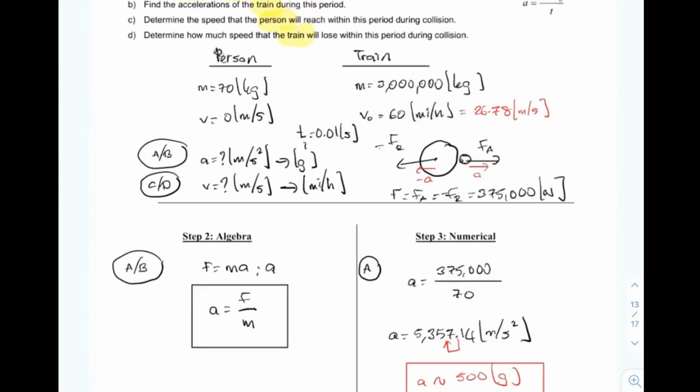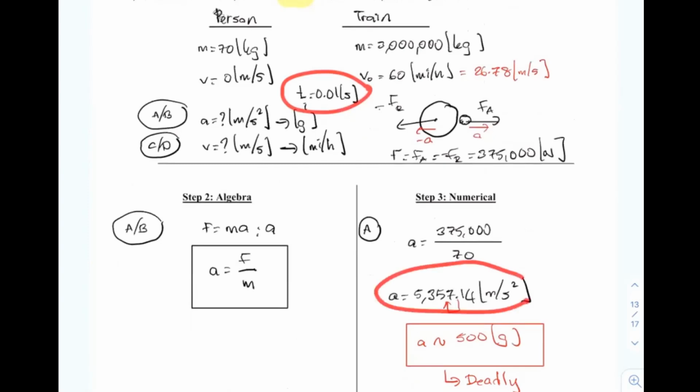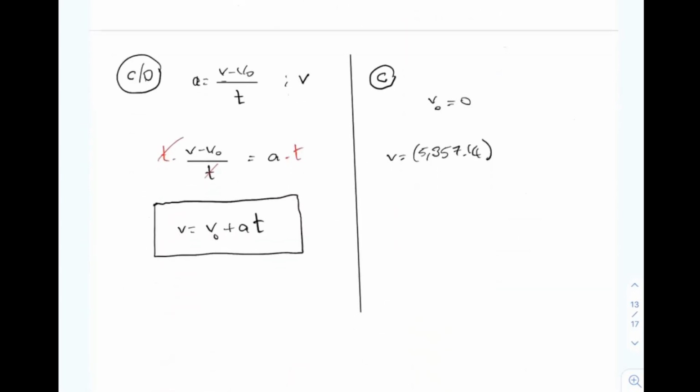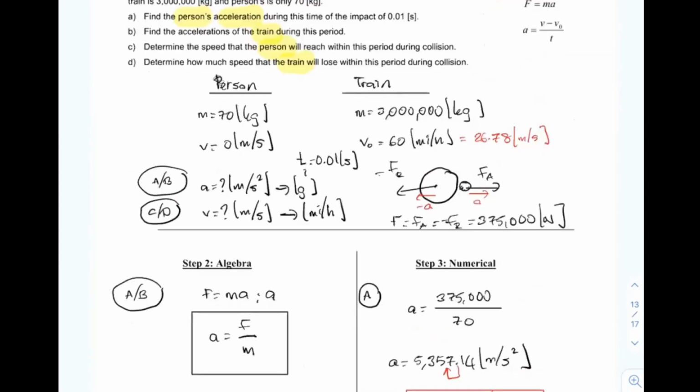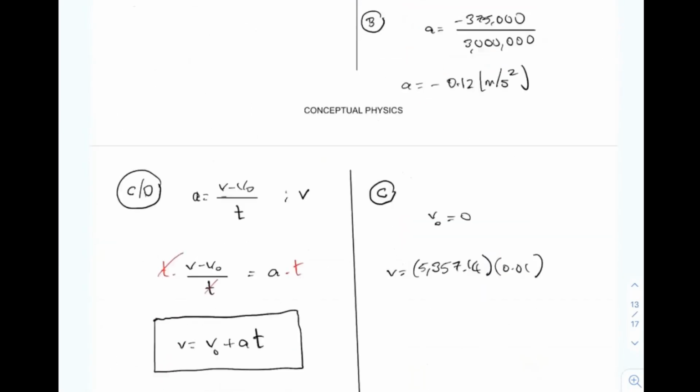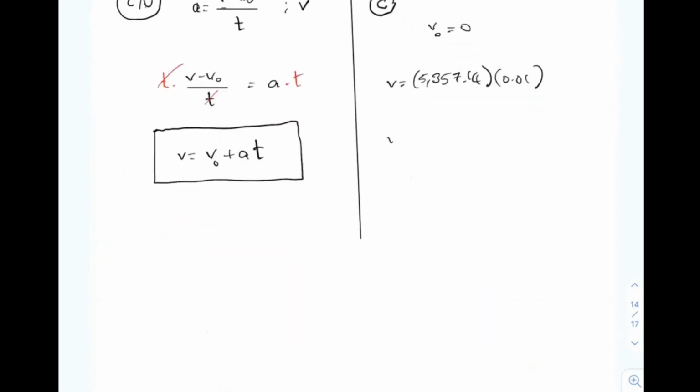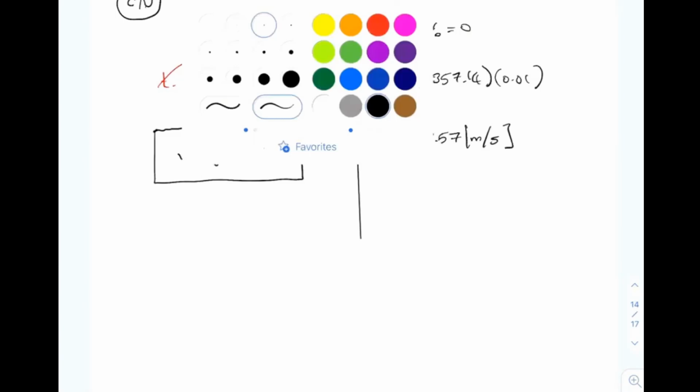So the duration of the impact is here. Acceleration of this person is here. So you've got to multiply those two. This is a 100th of a second. Okay, so what do we get? This is going to be 1, 2. All right, so we end up getting 53.57 meters per second, right? Okay, convert this to miles per hour.